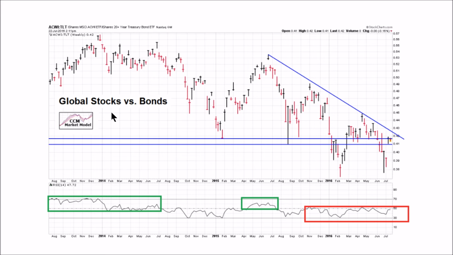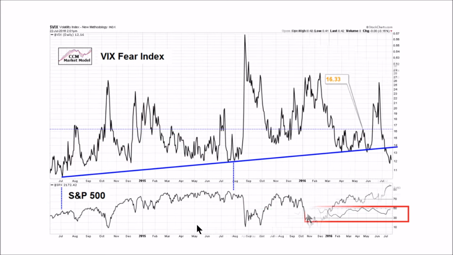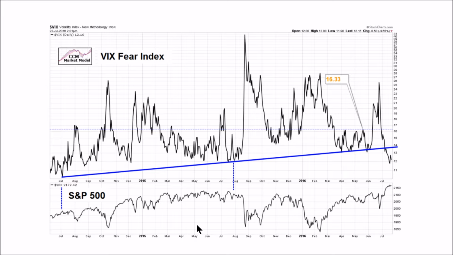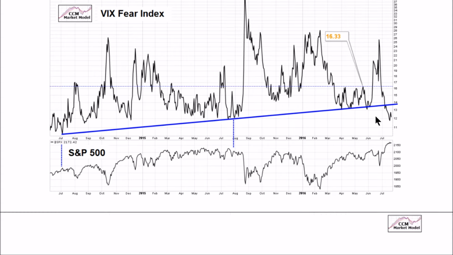Global stocks also have some work to do relative to bonds. Checking in on the VIX chart that we've been looking at, support for the VIX here, support for the VIX here. Bad things happen in the S&P 500 here, support, support. Now it appears that we have broken this upward sloping blue trend line. All things being equal, this breakout aligns with the bullish breakout in the equity markets.